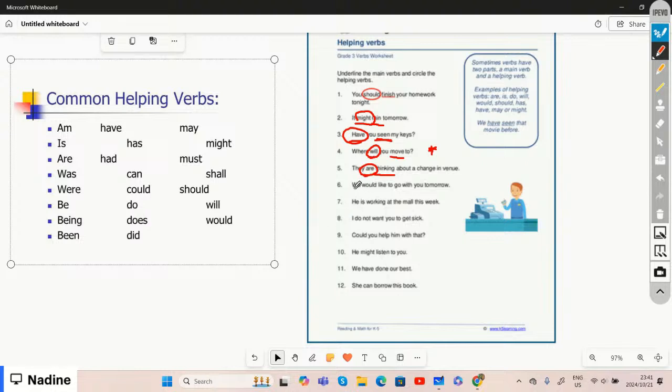Look at number six. We would like to go with you tomorrow. We would like to go with you tomorrow. What is our main verb within that sentence?